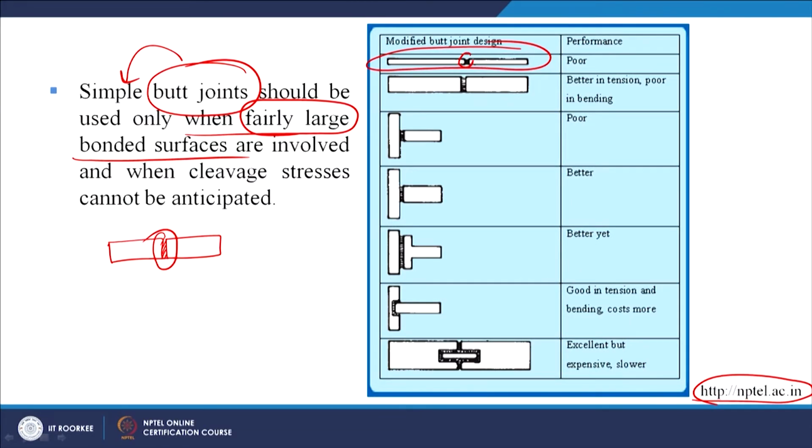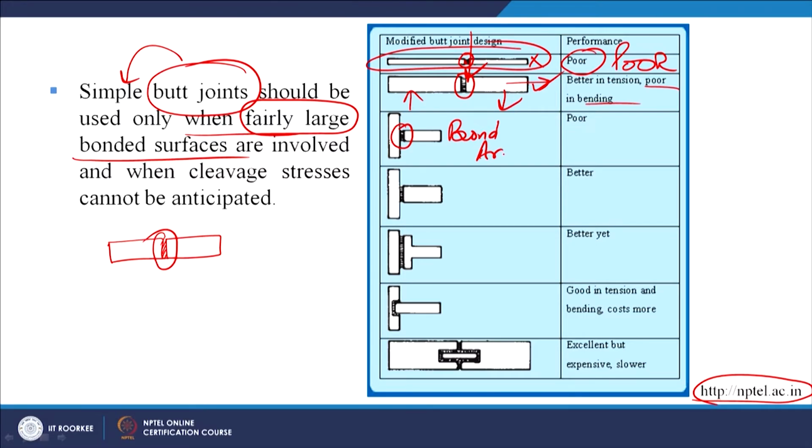So if we use our adhesive here and the bonding area is less, the performance will be poor as it is given on the screen. Whereas if you have a larger area, this is certainly having larger bonding area as compared to this. So it is better in tension, but it will be poor in bending. So if you apply a bending load on this joint, it may fail, but if you apply the tensile loading, it is better than the previous case. This is a poor design because the bond area is less here.